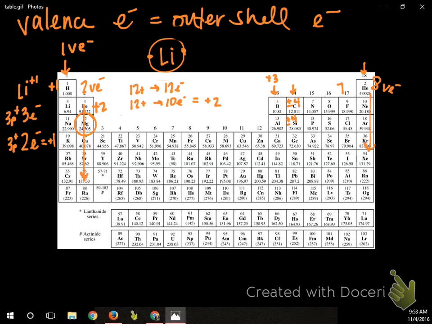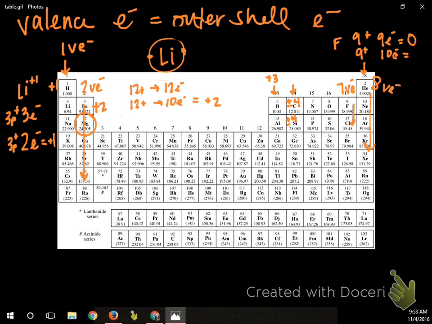Fluorine has 7 valence electrons. So what would they rather do? All the group 7s have 7 valence electrons. Would they rather give away their 7 or take in 1? They want to take in 1. So let's talk about fluorine. Fluorine usually has 9 protons and 9 electrons. That gives us a neutral atom. But if they want to take in an extra electron, that leaves us with 9 protons and 10 electrons.